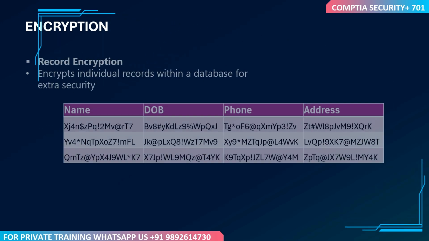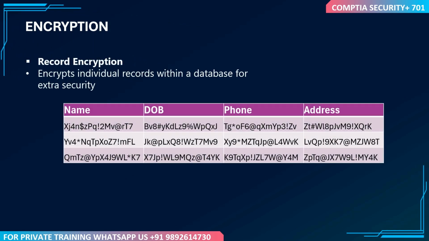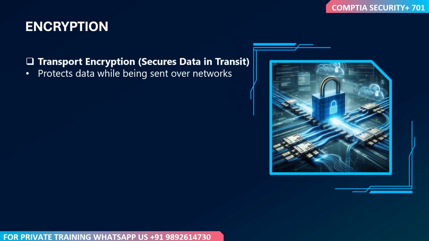Record encryption. Within a database, individual records contain specific pieces of information, like entries in a ledger. Record encryption protects each of these entries separately, adding an extra layer of security to the sensitive data. For example, in a banking database, each customer's transaction history is stored as a record. Encrypting these records ensures that even if someone gains unauthorized access to the database, they can't view the transaction details without the decryption key.